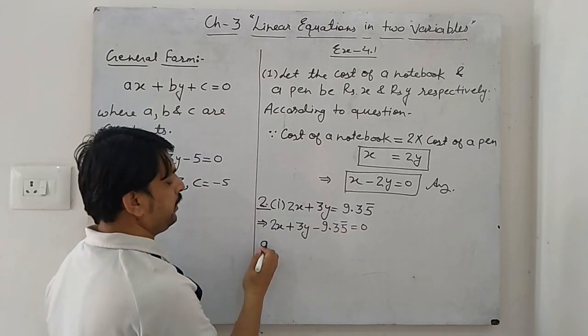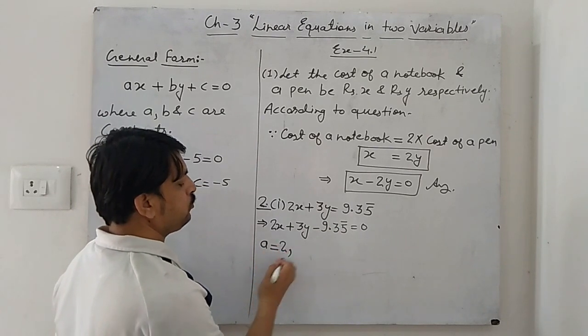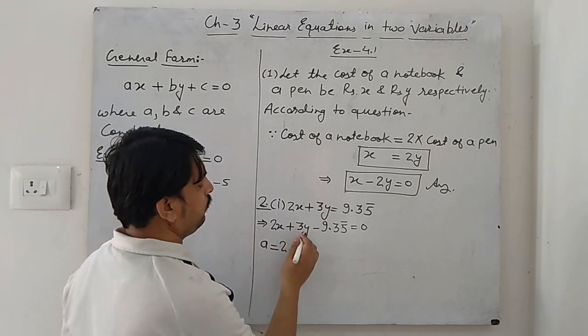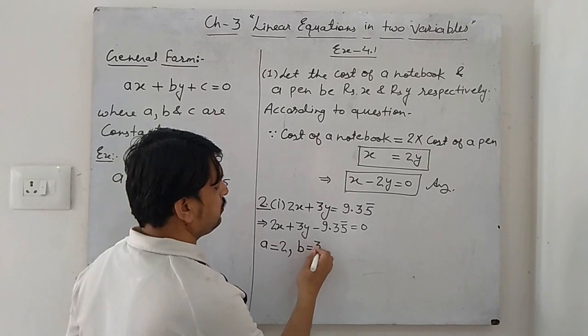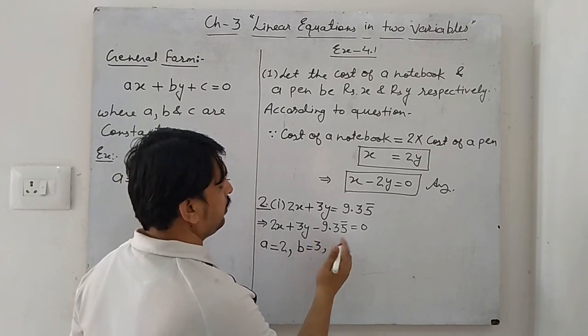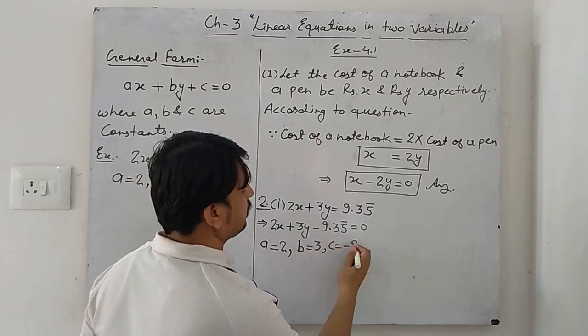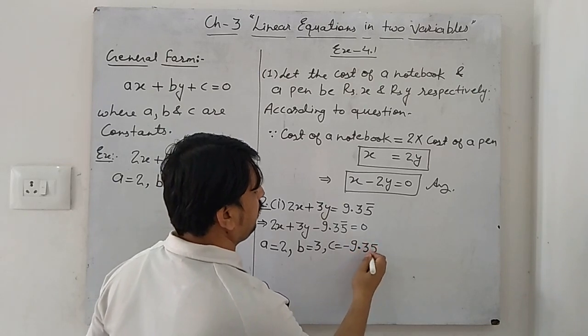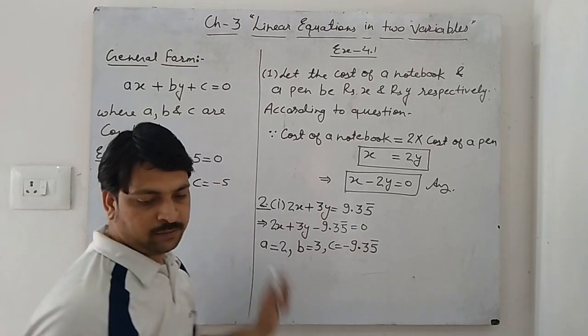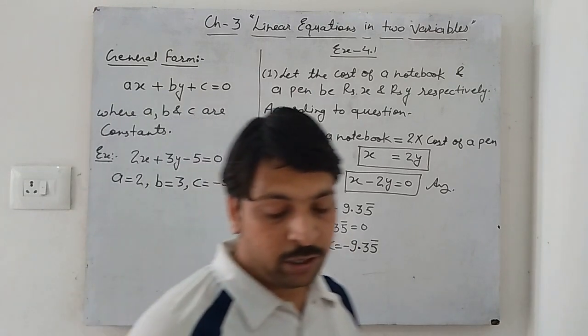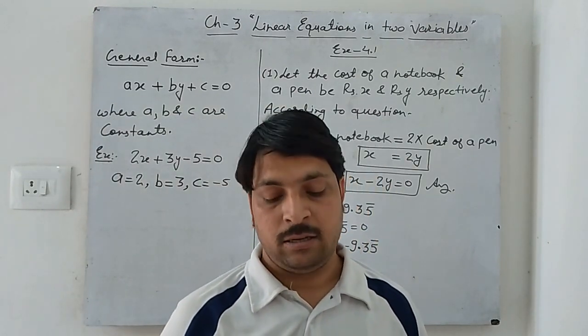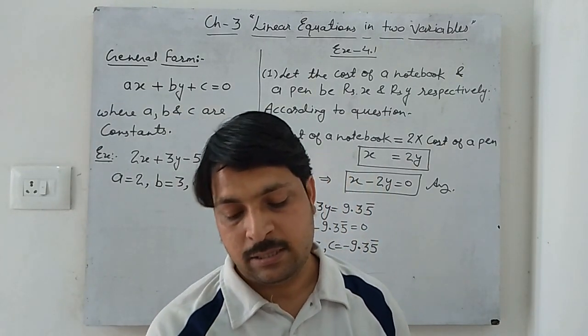Coefficient of x will be a, so the value of a is 2. Coefficient of y will be b, so it is 3. And the third one is c, so c is minus 9.35 bar. That is our answer. Clear? We have to find only the values of a, b and c.